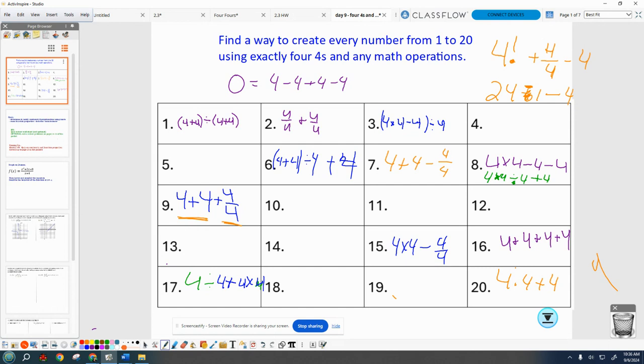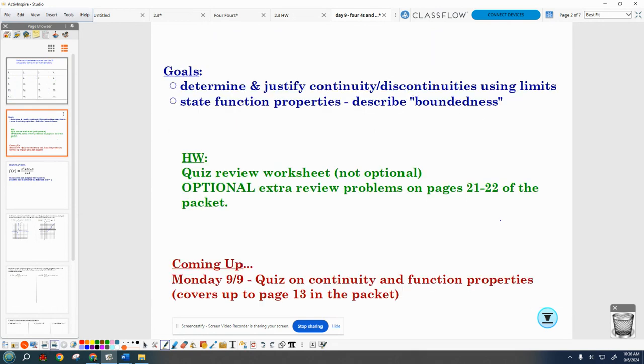Anyway, moving on. Today, I'd like to remind you, you have a quiz on Monday, and it's on the things in the packet 1 to 13. I have a review sheet that is not optional. I will check that on Monday. But page 21 and 22 in the packet also have some good things that are a review.